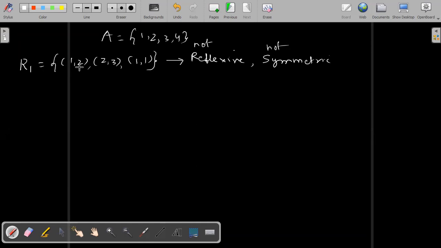Transitive: if (1, 2) belongs to this and another pair is there, and if it is not there, we leave it. But if (1, 2) and (2, 3) are both there, then (1, 3) must be there, then it is transitive. So here (1, 2) is there, and (2, 3) is also there, but (1, 3) does not belong to this. So it is not transitive.